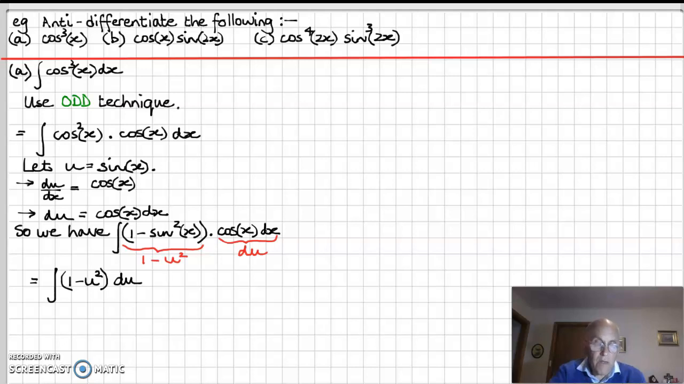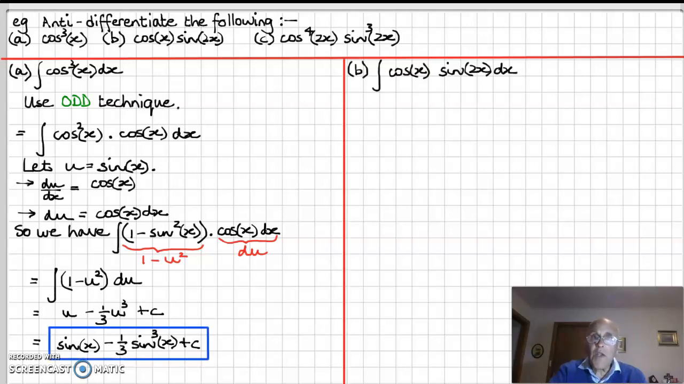It's absolutely ingenious. So that's u minus a third of u cubed plus c, then substitute back for what your u was, which was sine x. And Bob's your uncle. There you go, look at that. Now that was pretty easy, wasn't it? If you know that you have to use the odd technique, it is. Okay, what's next on the agenda?